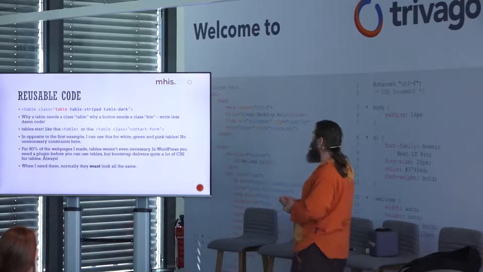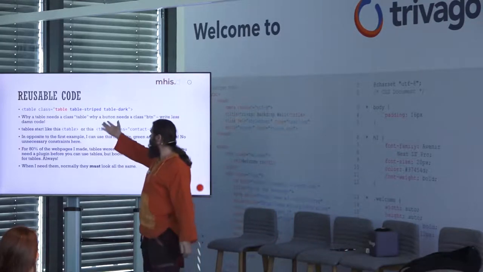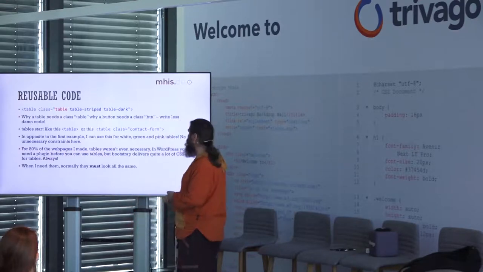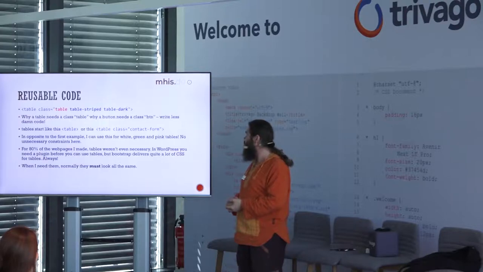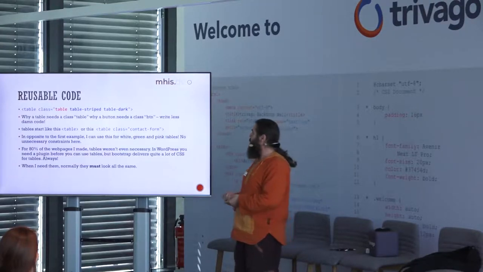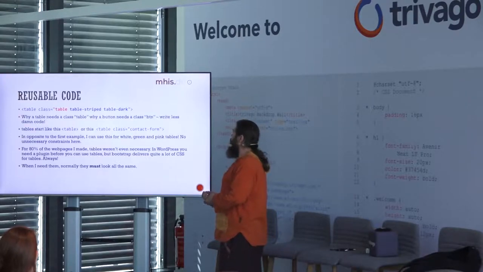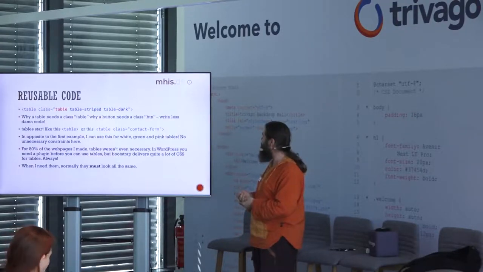Okay, thinking about reusable code, I'm seeing table, class, table, table-stripe, table-dark. It's completely obvious to everybody that if I want to have a table-light, I cannot use this and must go there and change it. And first thing, the class named table, I don't know what this is for, or a button needs a class button.